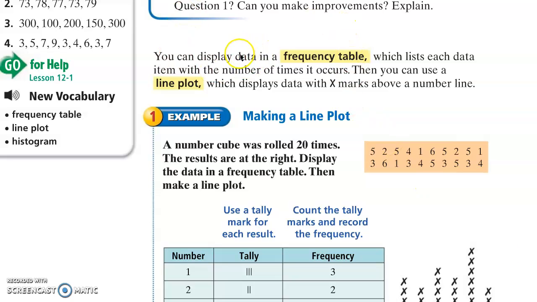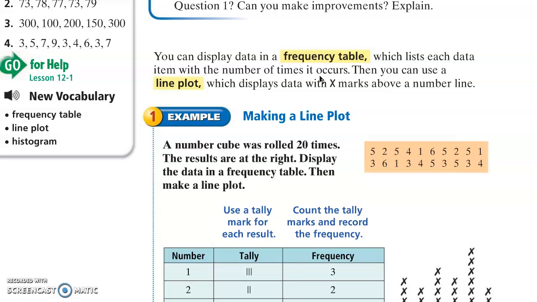You can display data in what's called a frequency table, which lists each data item with the number of times it occurs. Frequency means how often or how many times it occurs. How often does it happen? How frequently do you check your phone every day? Well, if you're checking your phone even when you're bored and you don't have any reason to, it's probably pretty frequent, right? A lot of people, myself included, just have that issue where we are frequently looking at our phone, and we don't have time to get into how that impacts your life, but that happens very frequently.